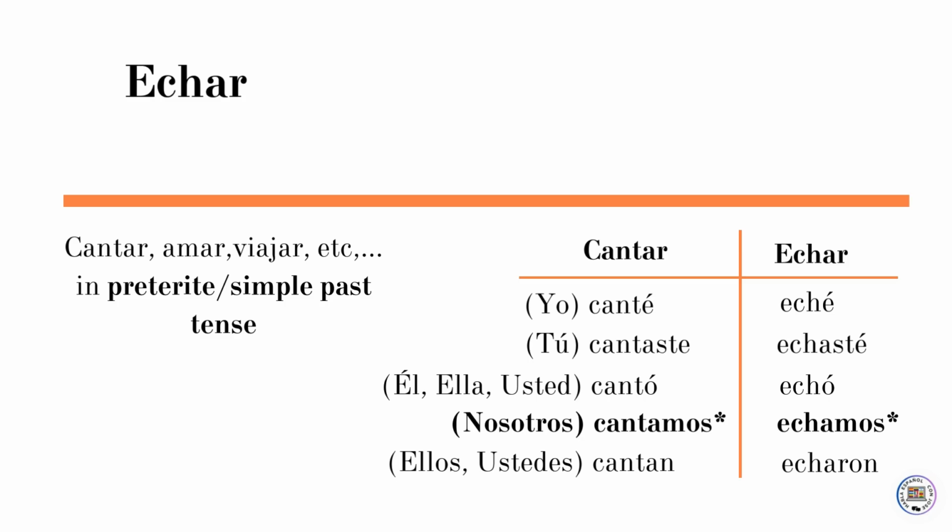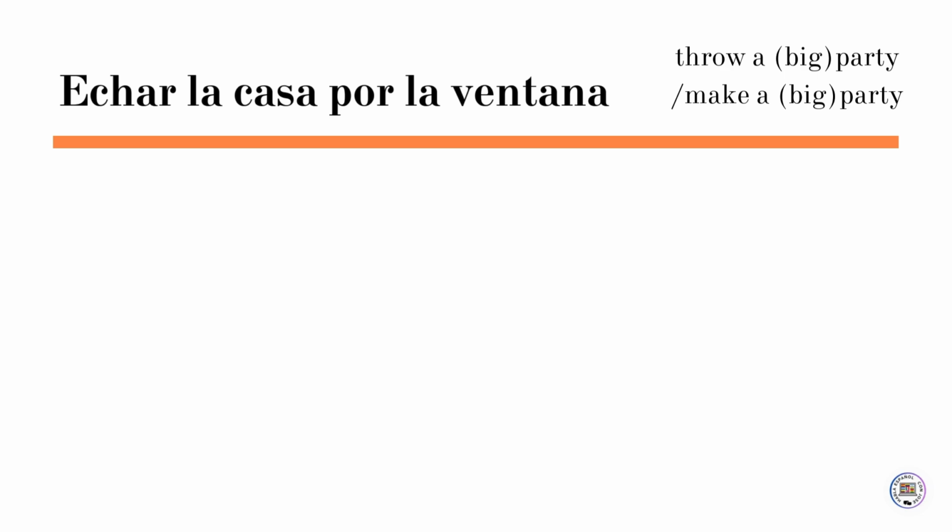Okay, estamos listos. We're ready to start with the verb today. Echar la casa por la ventana. Alright, as you see here in the slide, to throw a party, to make a party, hacer una fiesta, por ejemplo: bueno, vamos a hacer una fiesta el sábado. Let's make a party this Saturday, or it could be a question. Vamos a hacer una fiesta el sábado, so will we throw a party this Saturday?